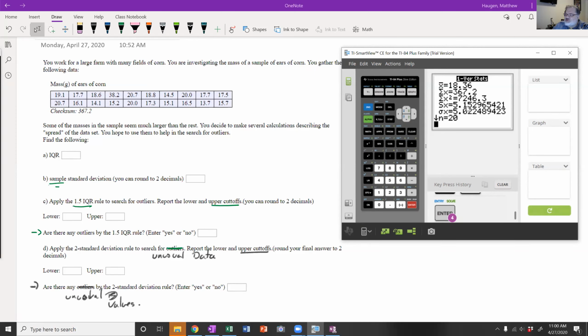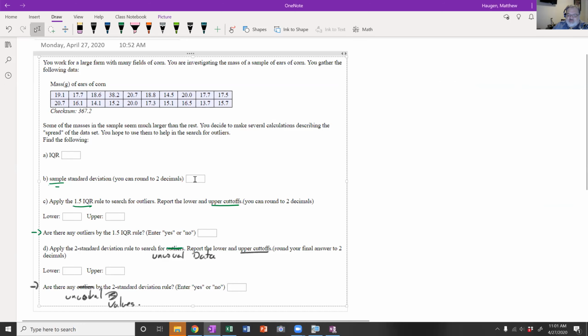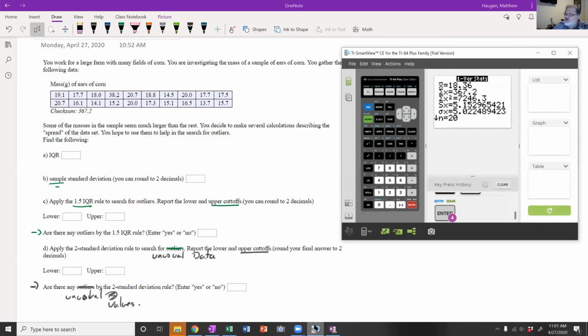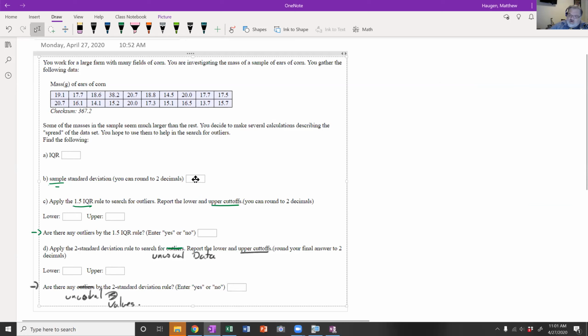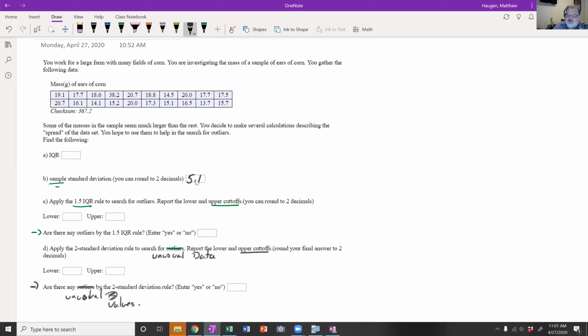So the 5.152, that's our sample standard deviation. And I didn't actually remember what it was. So 5.15, down here, 5.15. Anybody get that same value? Just to make sure I typed everything in okay. Allie, you did?